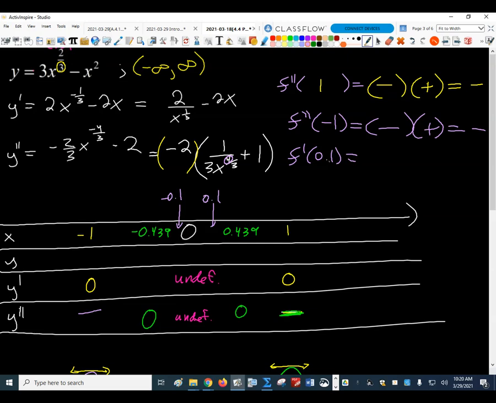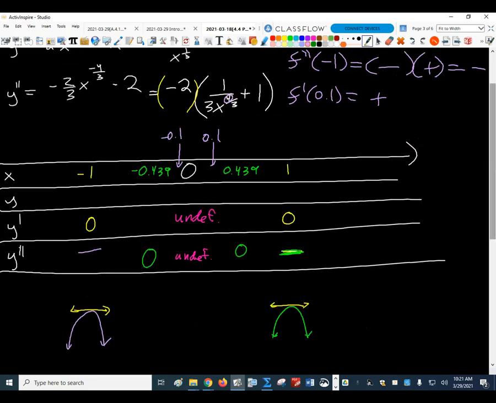Minus 2 times 0.1, well, that's pretty small, right? Dividing by a decimal is going to give me a bigger result than multiplying by a decimal less than 1, agreed? So what's the result going to be then? What's the sign going to be? It's going to be positive, isn't it? So we know that here we've got a positive.